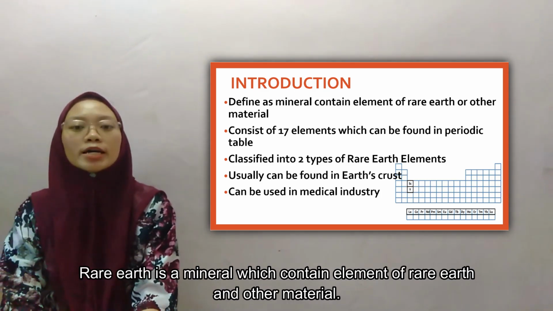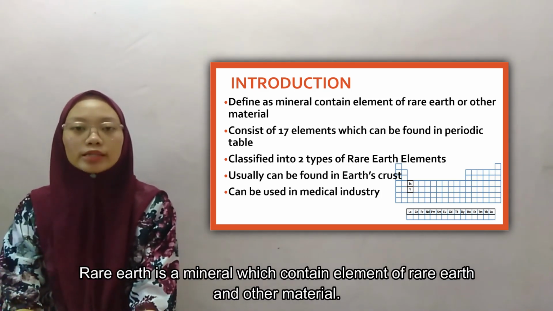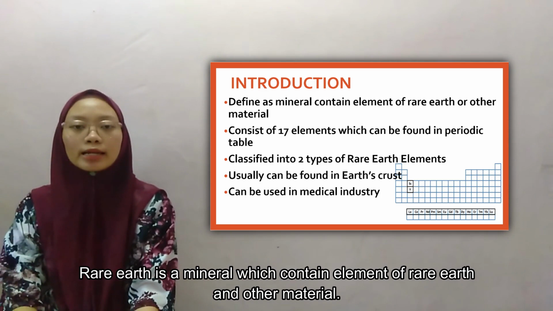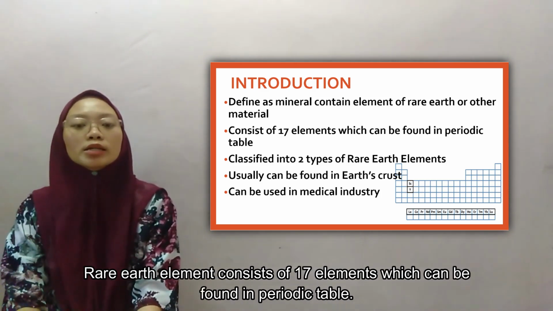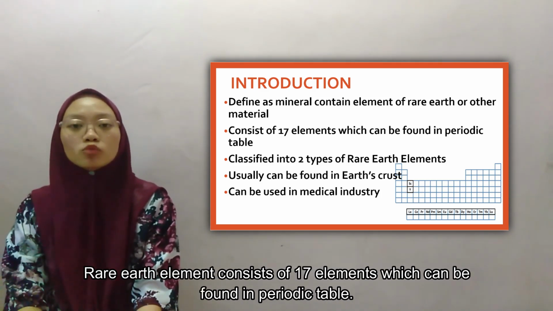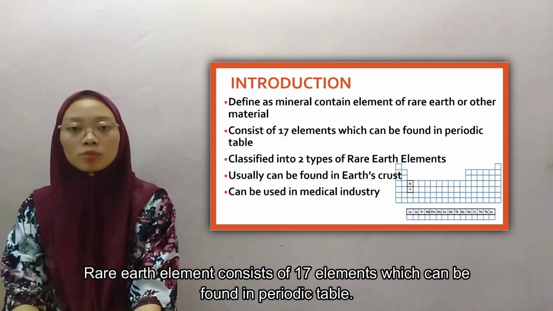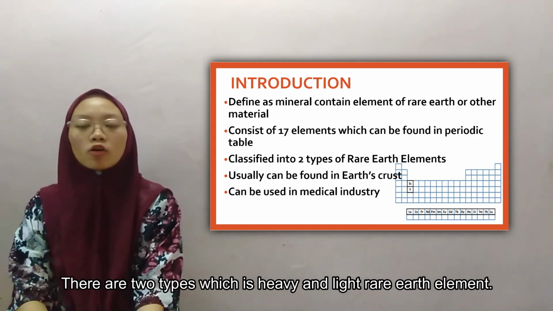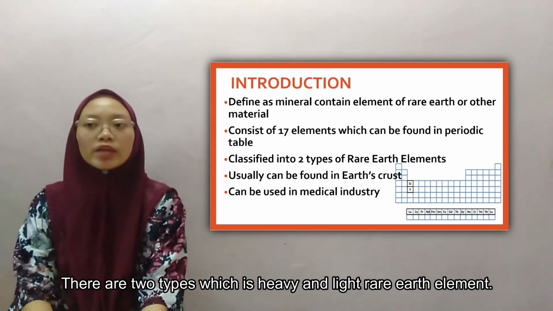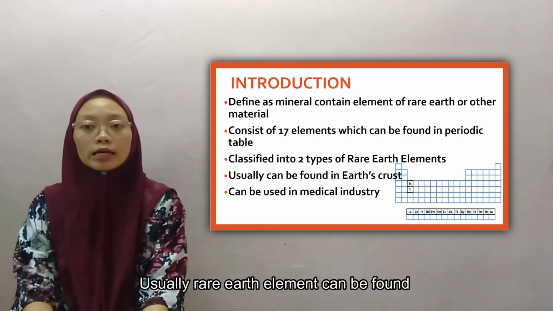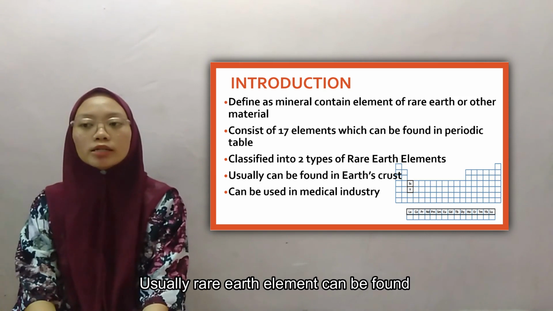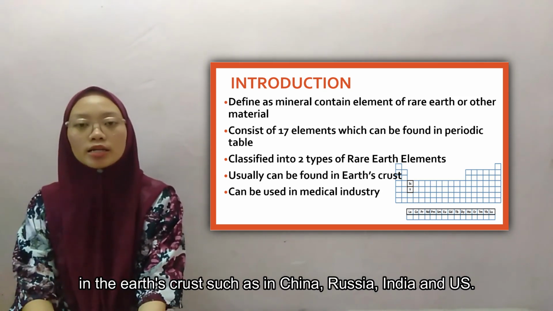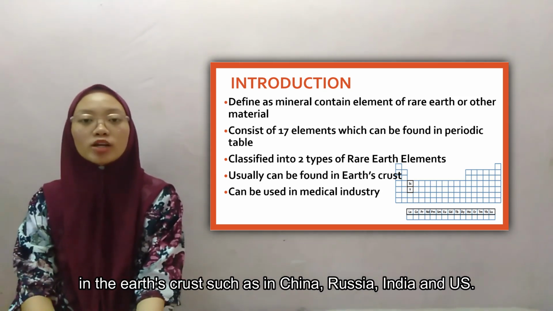My name is Nur Aisyah Shazwani binti Muhammad Adnan, and I will explain about the introduction of rare earth. Rare earth is a mineral which contains the elements of rare earth and other metals. Rare earth elements consist of 17 elements which can be found in the periodic table, and there are two types, which are heavy and light rare earth elements. Usually rare earth elements can be found in the earth's crust, such as in China, Russia, India and the United States.